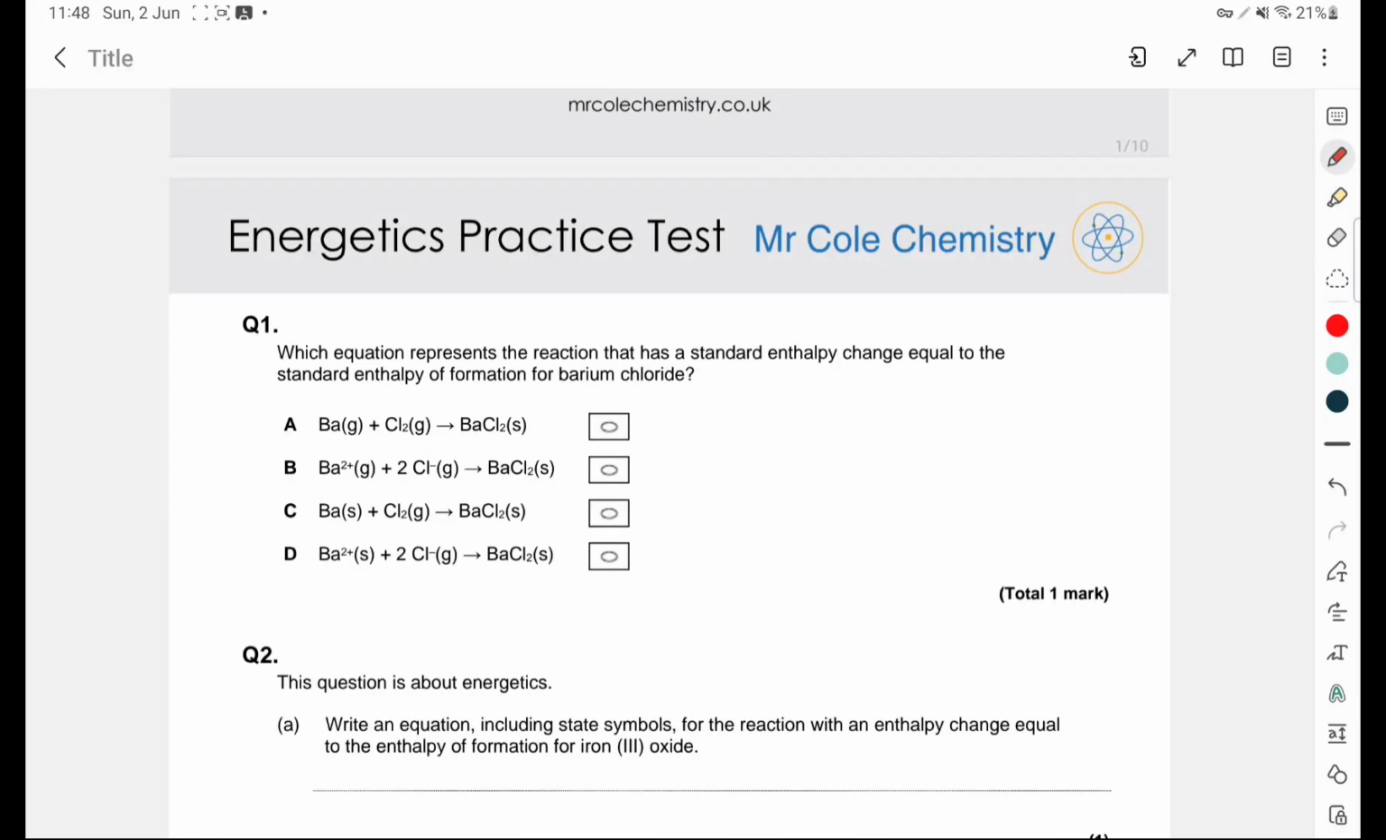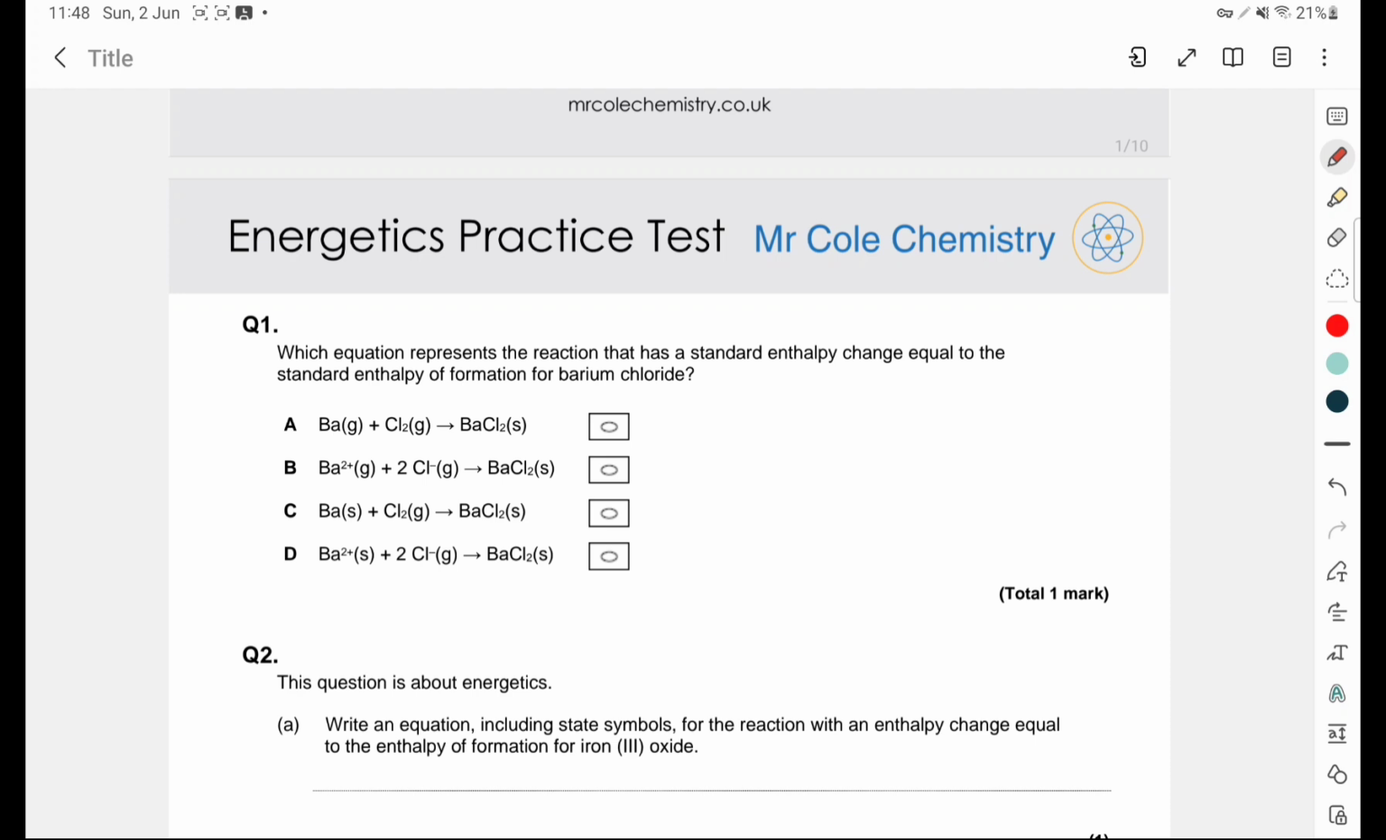Question 1 is a multiple choice question regarding standard enthalpy change of formation. You have to know the definition of this term. Standard enthalpy of formation is the enthalpy change when 1 mole of a substance is formed from its elements, with all substances being in their standard states in standard conditions.